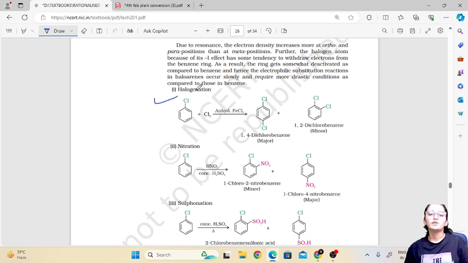So first of all, halogenation. In halogenation we add halogens. If I want to attach chlorine, then chlorine will be added along with anhydrous ferric chloride. We get the chlorine attached at the ortho and para positions, and the para will be major. As we have discussed earlier, para has symmetry, and that's why it fits perfectly in the crystal lattice. So that's why it is the major product.